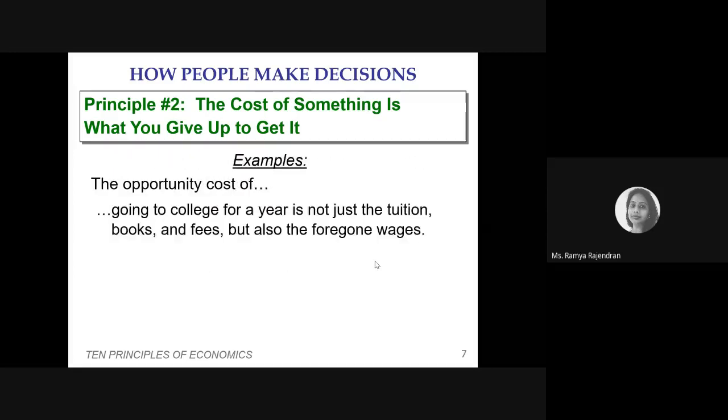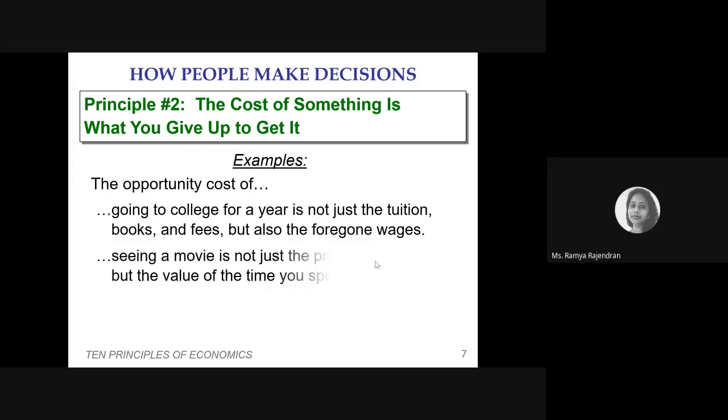Okay, the same examples: going to college for a year is not just the tuition, books, fees and accommodation you pay, but also the foregone wages. If you're going for a movie, it's not about the price of the ticket, it's also about the time that you're spending in the theater. If you're doing something else, you could have been working, you could have earned more. If you're studying, your grades could have improved, all these things.